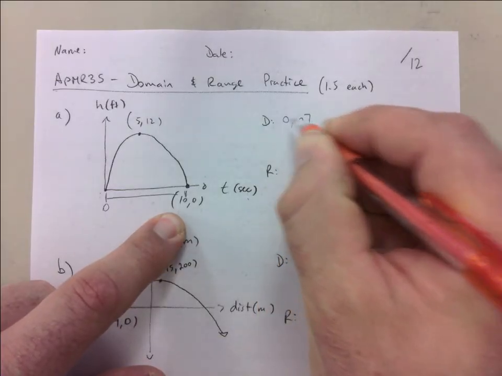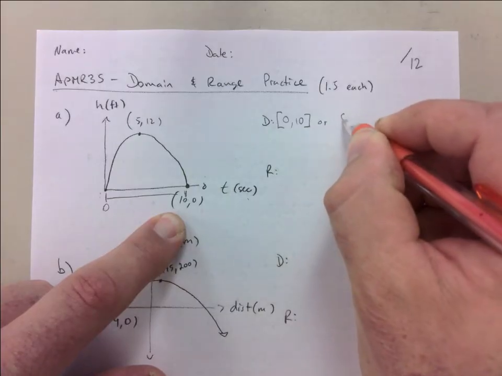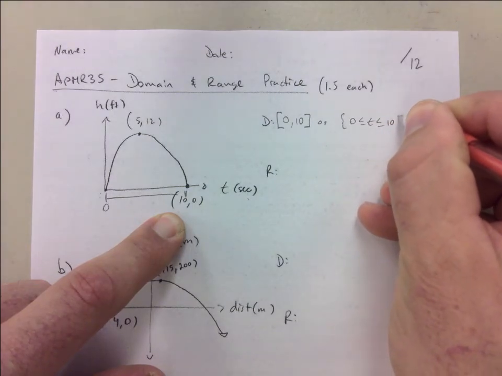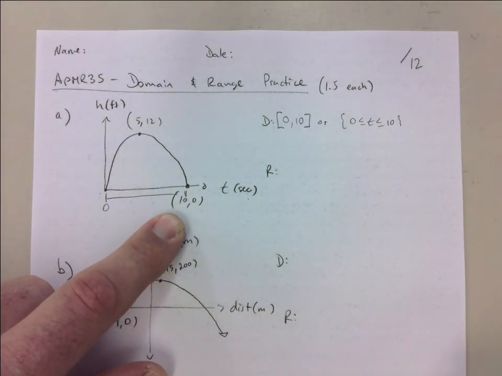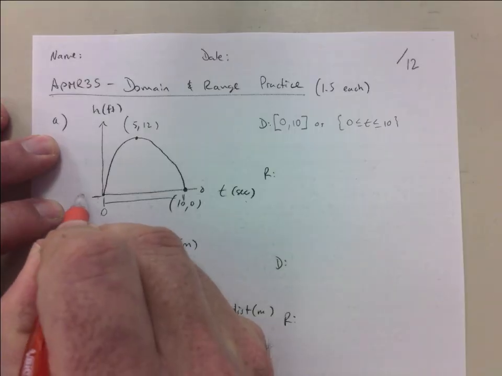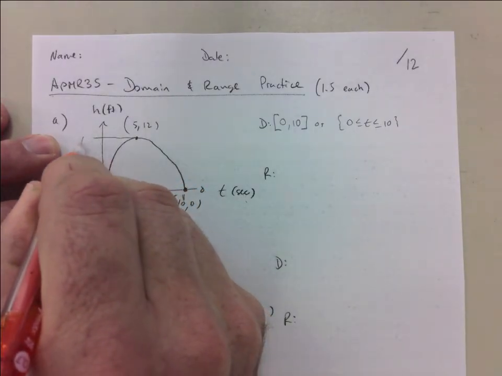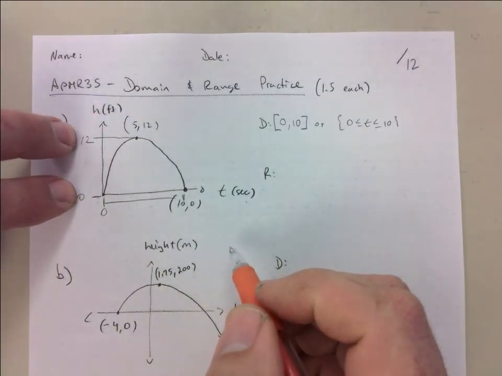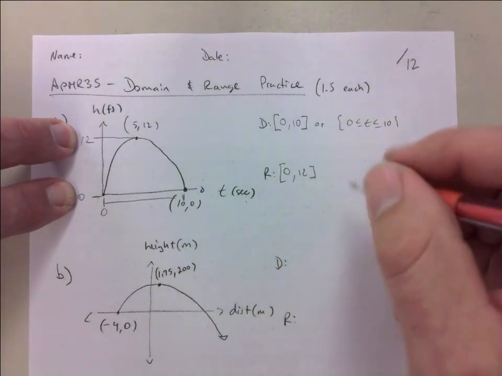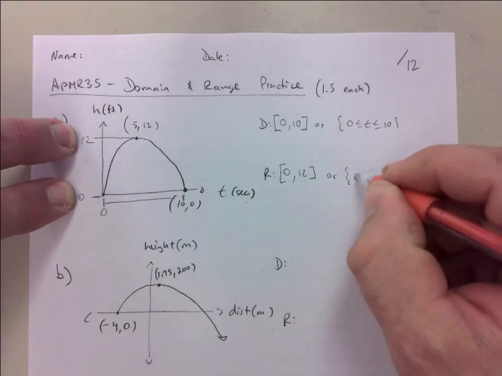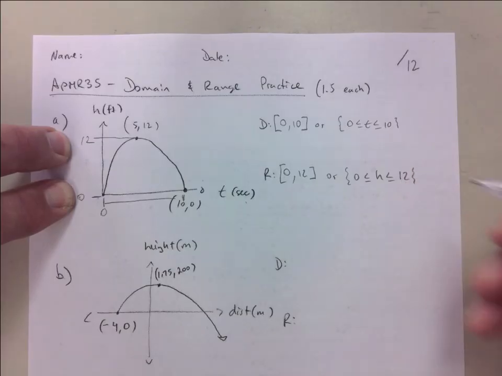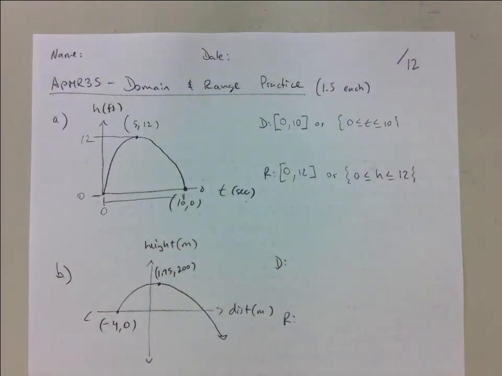So 0, 10, square bracket, or you could go 0, 10. Whichever one works for you there. For range, the graph exists as low as 0 and as high as 12. You're looking at the y values. So it'd be 0, 12, square brackets because they're included, or 0, 12 using h for this one.